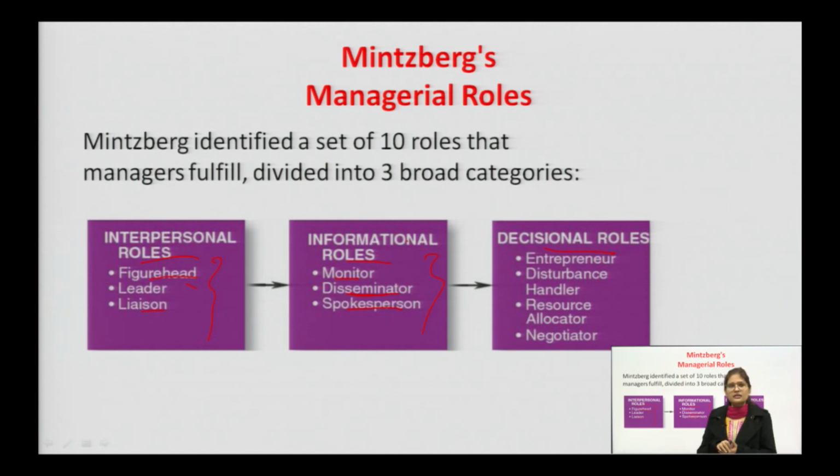So if he's meeting with the people and talking in such a way that it makes a good impact of his organization in front of those stakeholders, at that moment, what kind of role is he performing? He's performing this spokesperson role. Next head is decisional role. Decisional role again involves four roles.